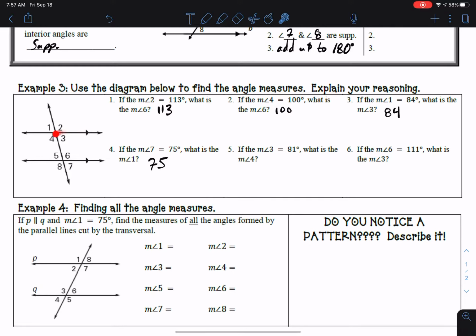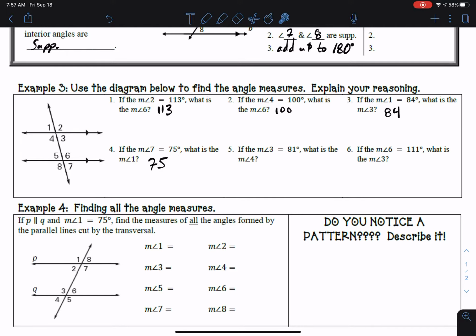All right, angle 3, it says it's 81 degrees. All right, what is angle 4? So now we're looking at a big one. So we got a small one and a big one. If you have a small one and a big one, you're going to have to set it equal to 180. Because if you combine angle 3 and angle 4, it makes this straight line here, which is 180 degrees.